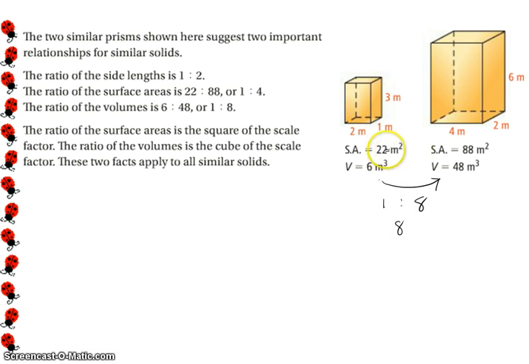And if I look at the surface area of this, it'd be 2 plus 2 plus 3 plus 3 plus 6 plus 6, which gives me 22. And this one, it would be 8 plus 8 plus 12 plus 12 plus 24 plus 24, which would give me 88. And you can see that that's a 1 to 4, or a times 4 kind of ratio. So this kind of ratio didn't just happen with these two prisms, it always happens.